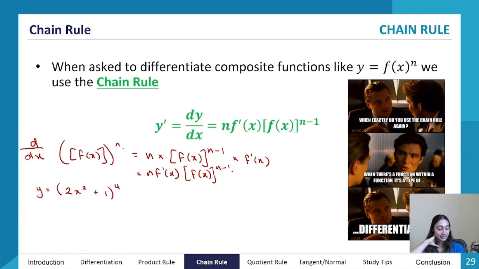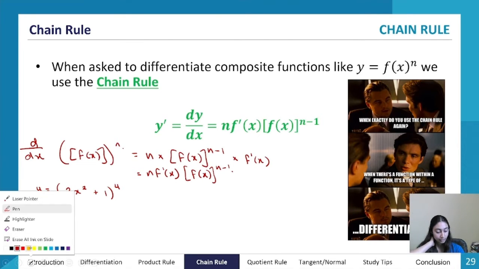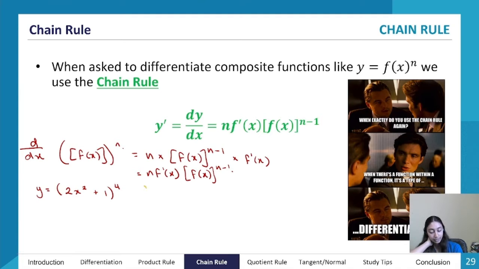But yeah, let me get started with the question. So let's define our f of x. Actually, let me do it in a different color so that we're not confusing it with my explanation up the top. We'll go back to yellow. So f of x is equal to 2x squared plus 1. So my f dash of x, using our basic differential rule, gets me to 4x.